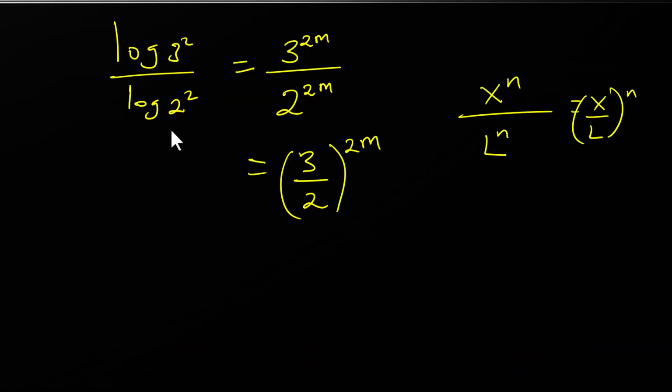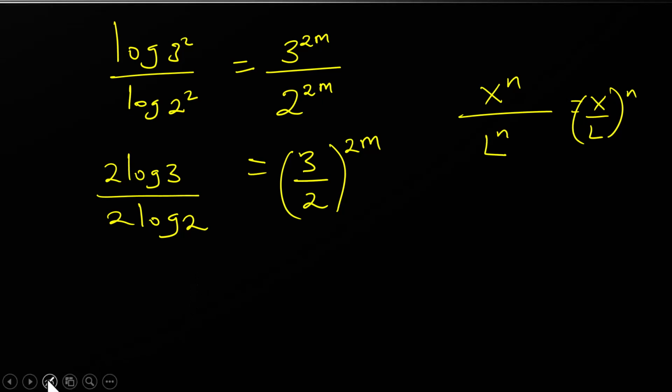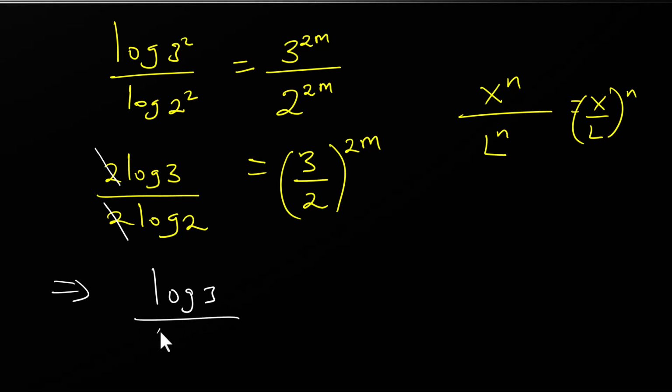Okay, and this side will be 2 log 3 per the rule on 2 log 2. Okay, so this will cancel. So I have log 3 on log 2 equals 3 on 2 to the power m.